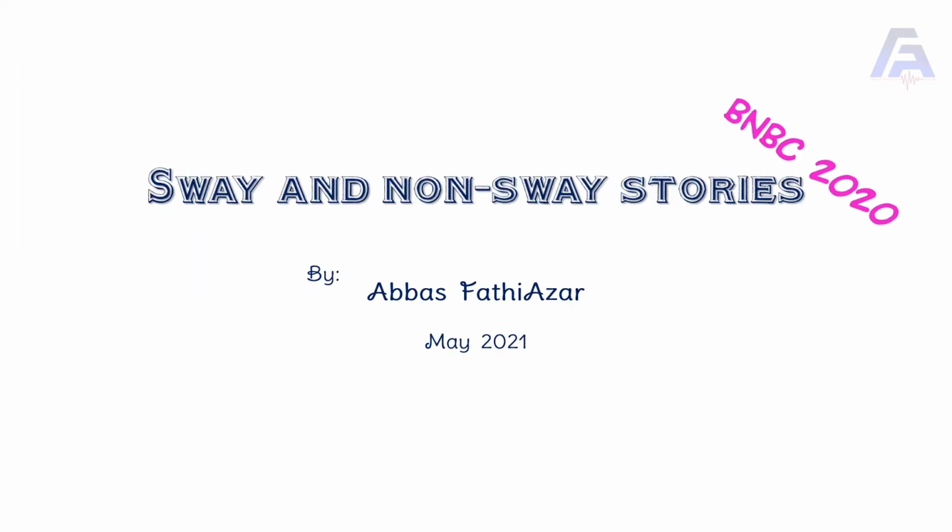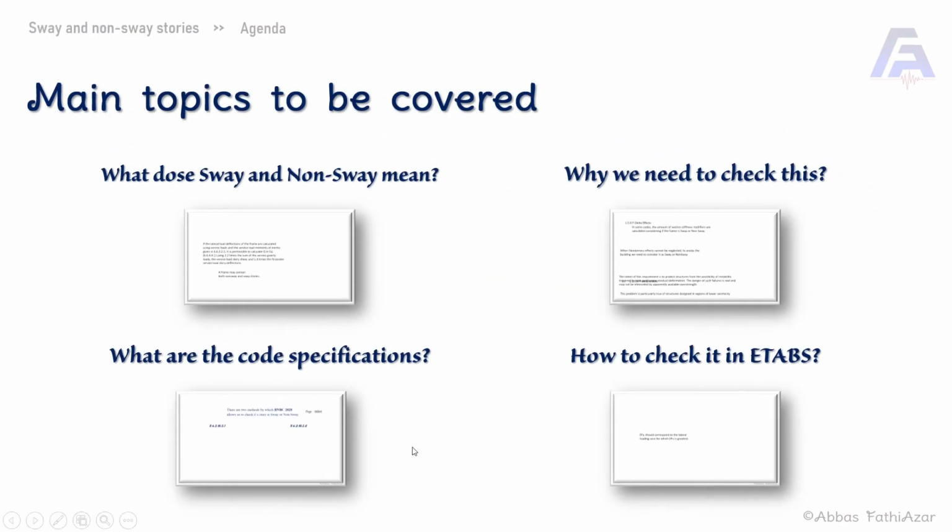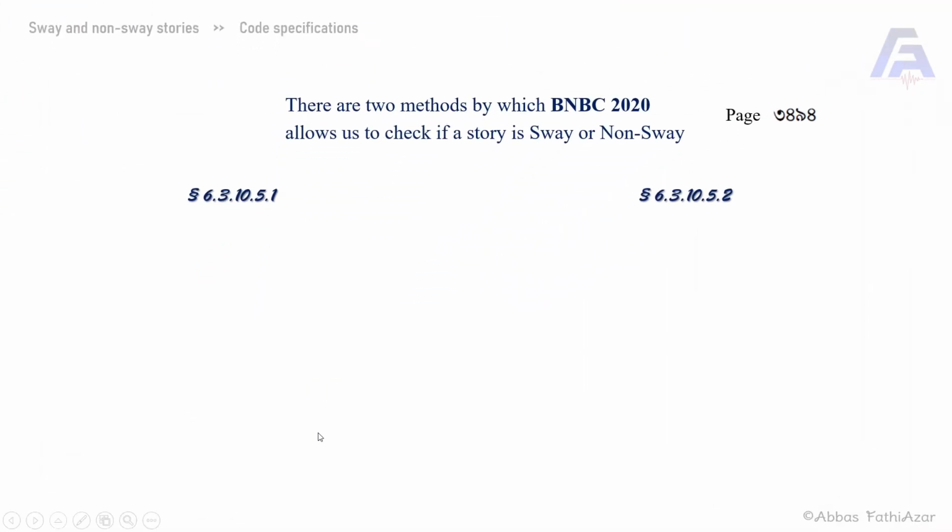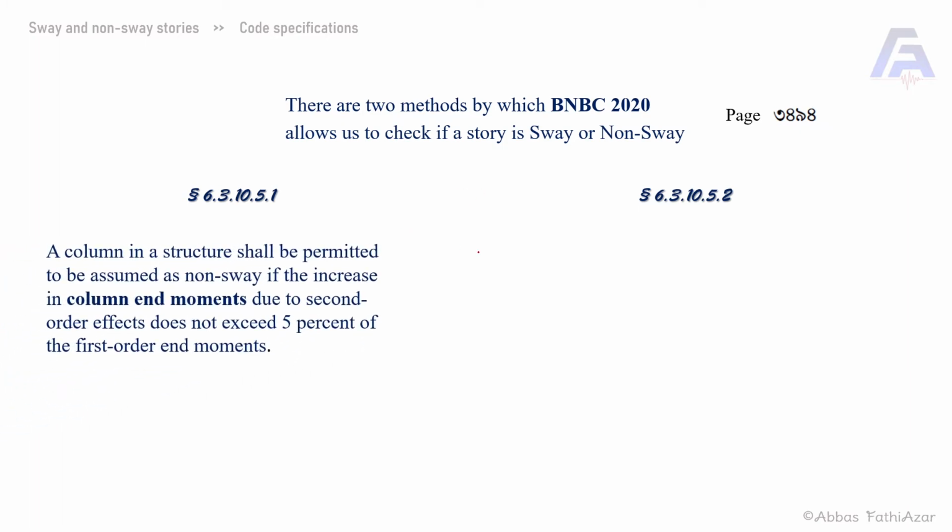So let's see what BNBC says about this matter. In page 3494, BNBC allows you to use two methods to check if a story is sway or non-sway. The first one states that a column in a structure shall be permitted to be assumed as non-sway if increases in column end moments due to second order effects do not exceed 5% of first order end moments.